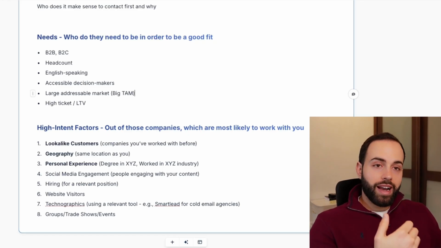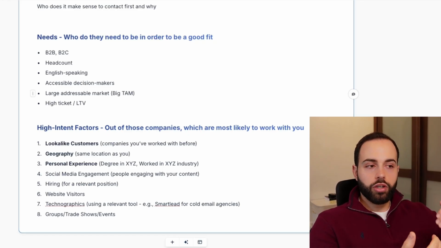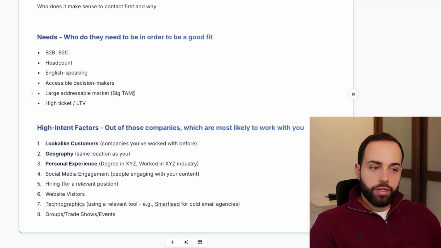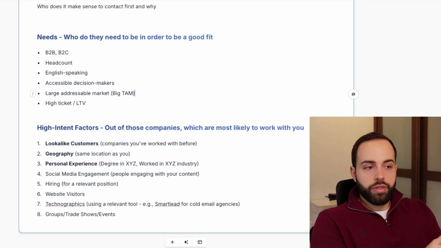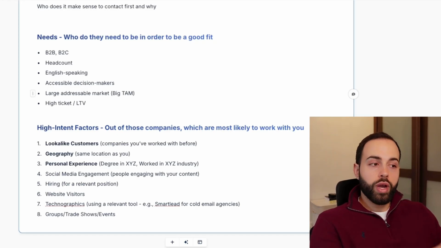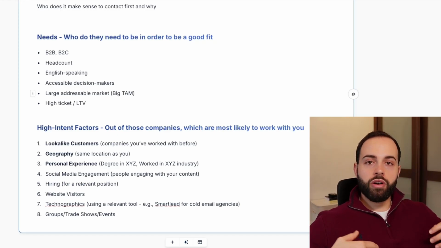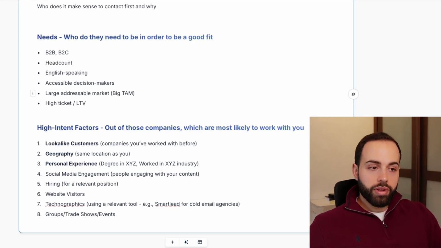Now, this is different to factor 1. Factor 1 is reaching out to companies that you've already worked with before. Factor 3 is personal experience. So if you actually have a degree in a certain field, or if you've worked as an employee in a certain field, it means that you have a better understanding of that market and of their business than your competition. Now, the fourth factor is social media engagement.